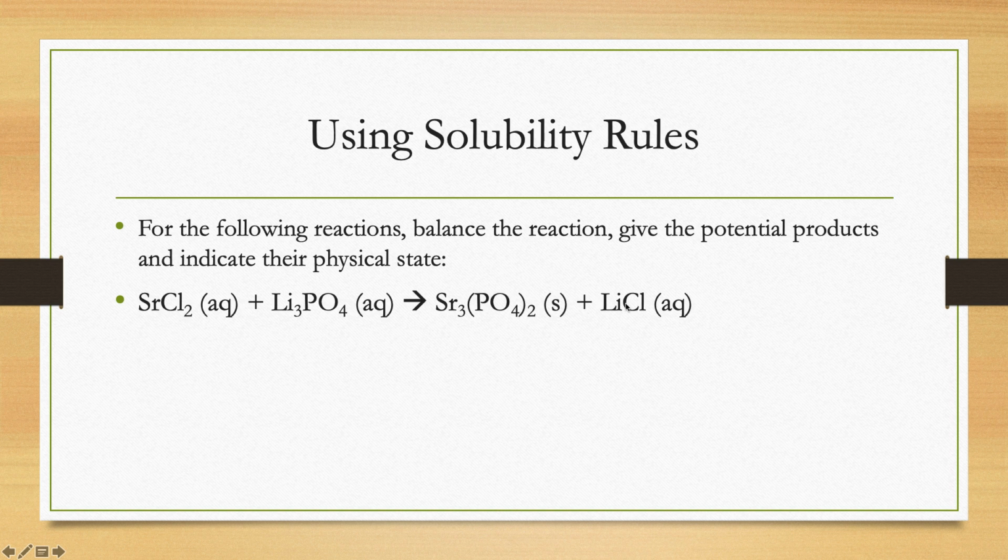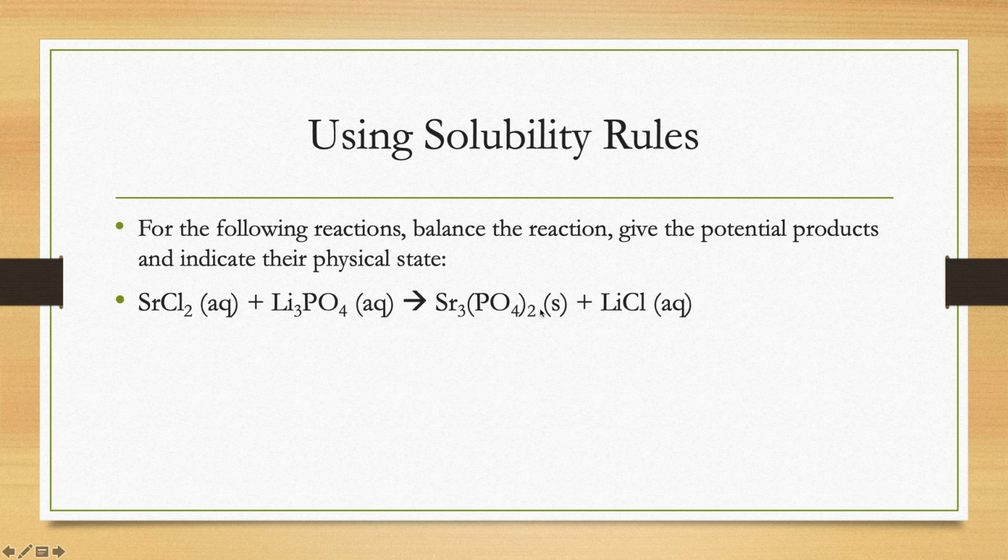And notice as I write this reaction for the first time, I haven't balanced everything yet, but when you write your products, always write them so that the total charge of that compound is balanced. Phosphate here is a -3 ion, strontium here is a +2. So if I want a balanced ionic compound, I need Sr3, 3 strontium ions to go with 2 phosphate, so that this whole thing is neutral.